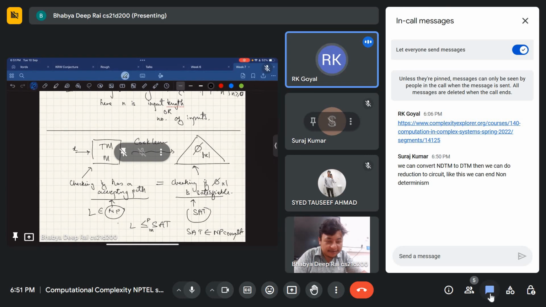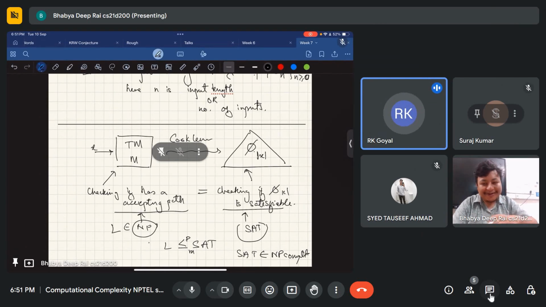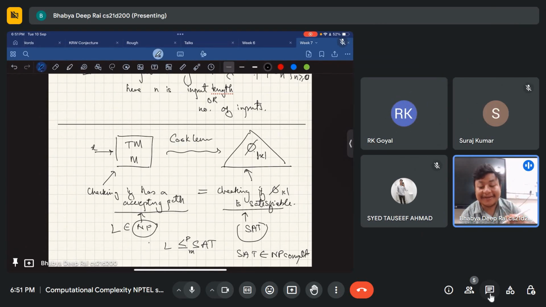Yeah. For example, here Suraj Kumar has said we can convert an NDTM to a DTM, and we can do the reduction to a circuit like this. We can end non-determinism. Yes, we can convert every NTM into a DTM. But there will be a loss of time there. You'll end up with an exponential-time Turing machine, and coming up with a circuit for that will probably take exponential size. But yeah, that is the next point I'm coming to, which is the size of the circuit.